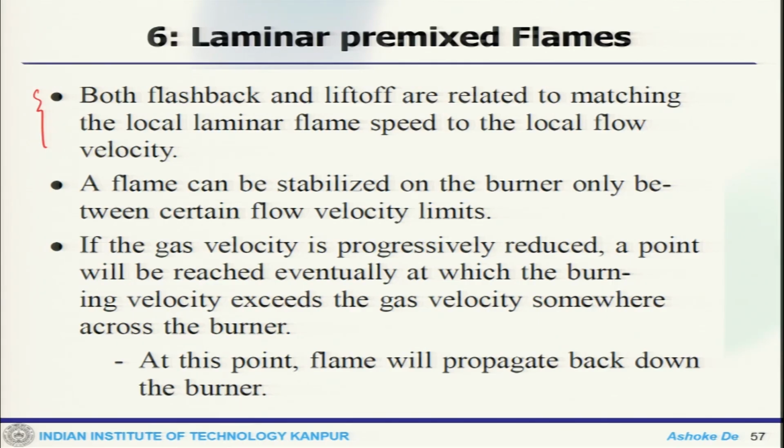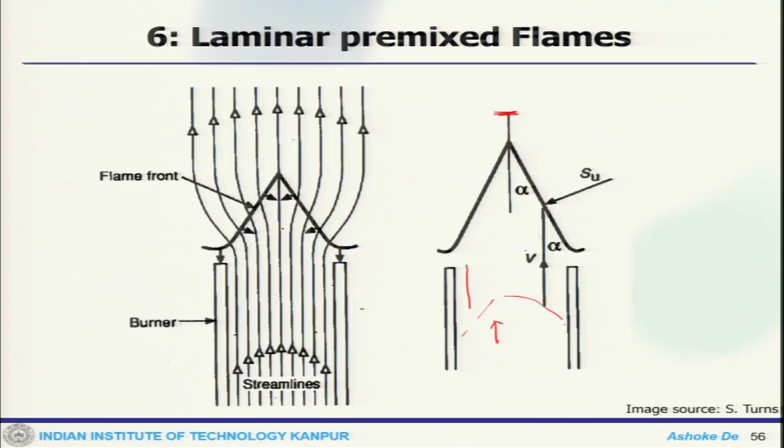So, the flame can only be stabilized on the burner for certain flow velocity limits. That means, it will be attached to this burner for certain conditions. If I inject with too high a velocity, the flame would be pushed back. So, for a defined or controlled limit, this flame would only be stabilized at the burner, otherwise either it would be pushed back or it may come up. Both of these situations are likely possibilities.